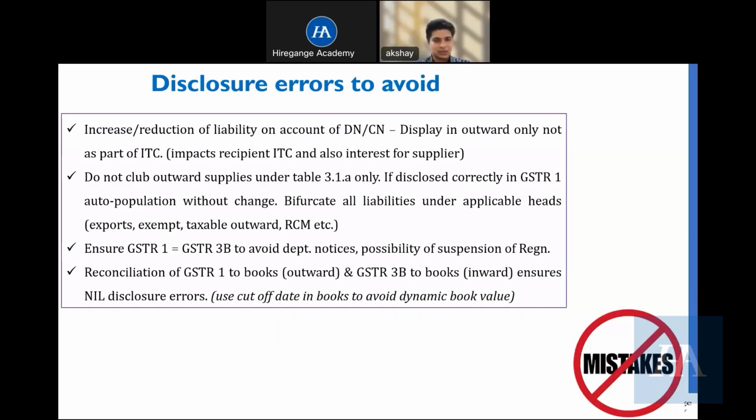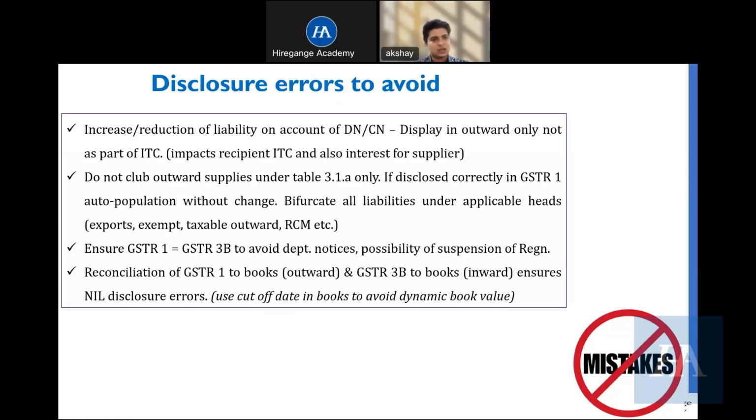On the other side, the impact is that the recipient's credit also must be impacted whenever you are reducing your liability, to ensure that he gets his credit. Of course, the debit note must also be disclosed appropriately. Generally, credit notes are disclosed as a part of ITC whenever there is no sufficient liability in Table 3. To this extent, the department is supposed to allow negative liability in the portal and allow it to be set off, but the GST portal is yet to be updated.